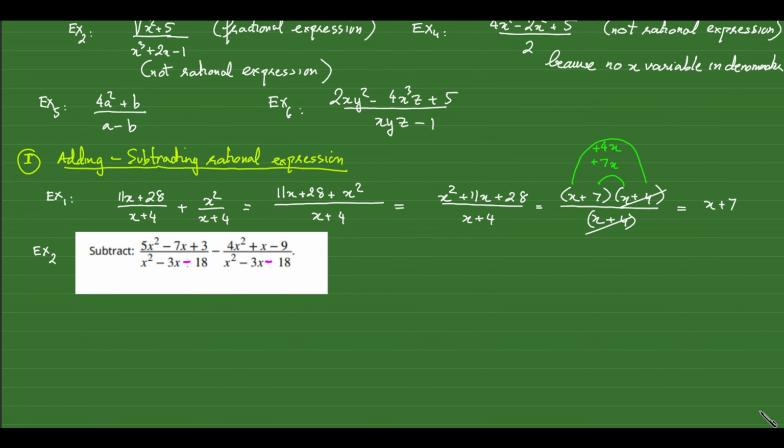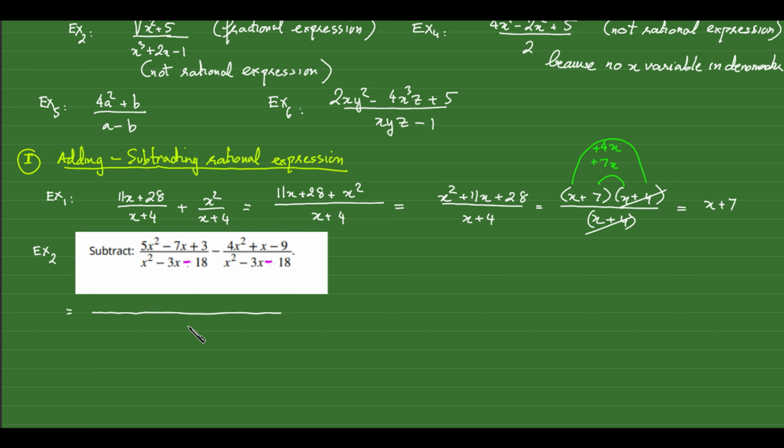Now go ahead and take a look at the example number 2 I have here. So in this example, you see that we have two rational expressions subtracting each other, and they have the same denominator. And this denominator and all of the numerators, they are trinomials. Okay, so how are we going to do this? First of all, because this is the same denominator, I can go ahead and combine them together.